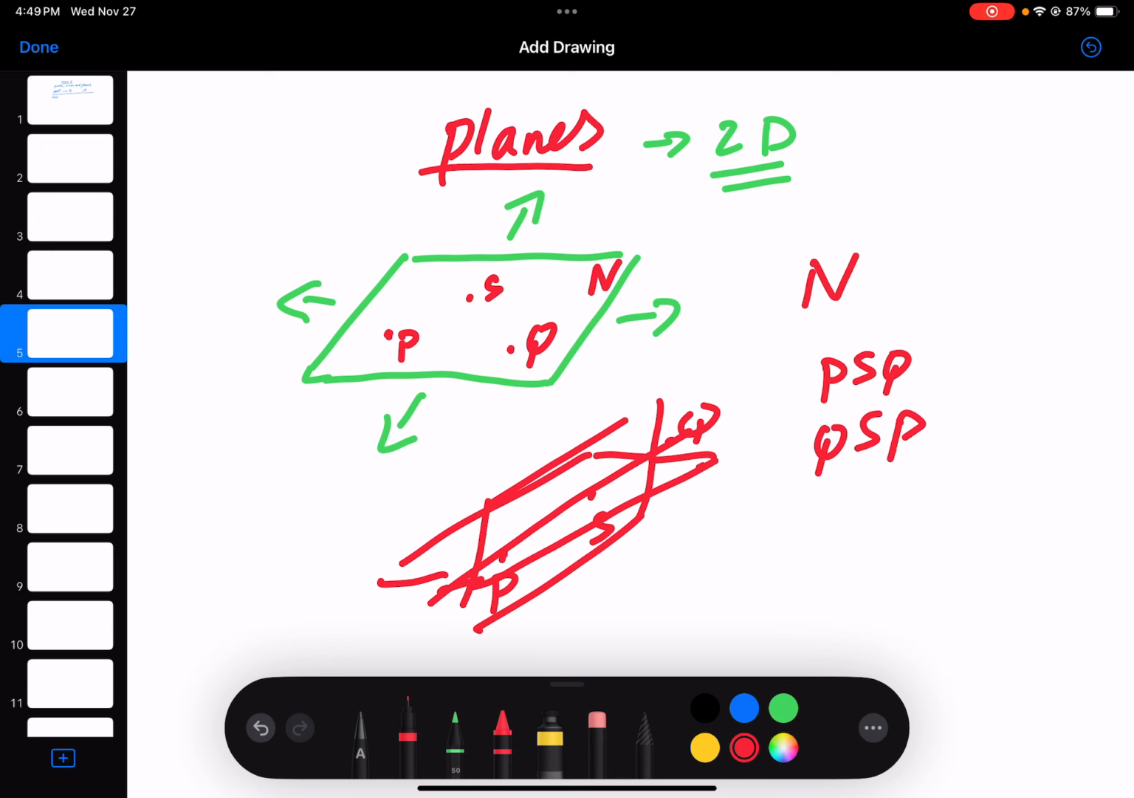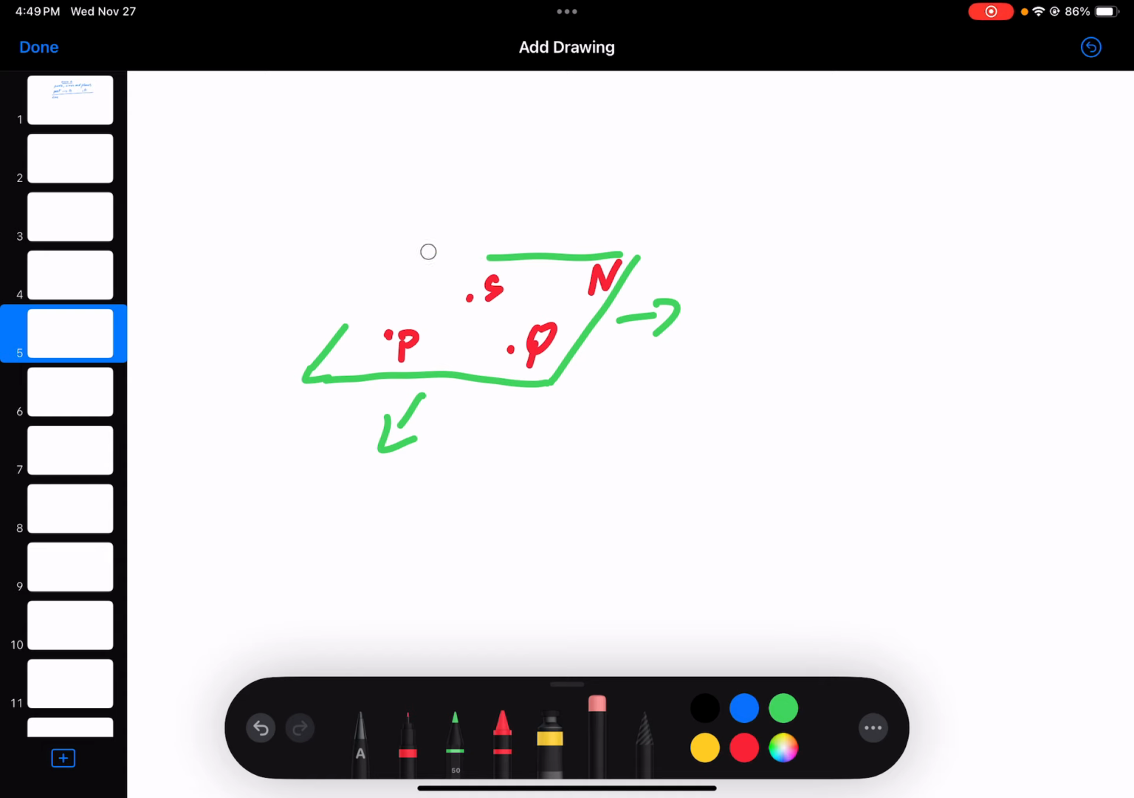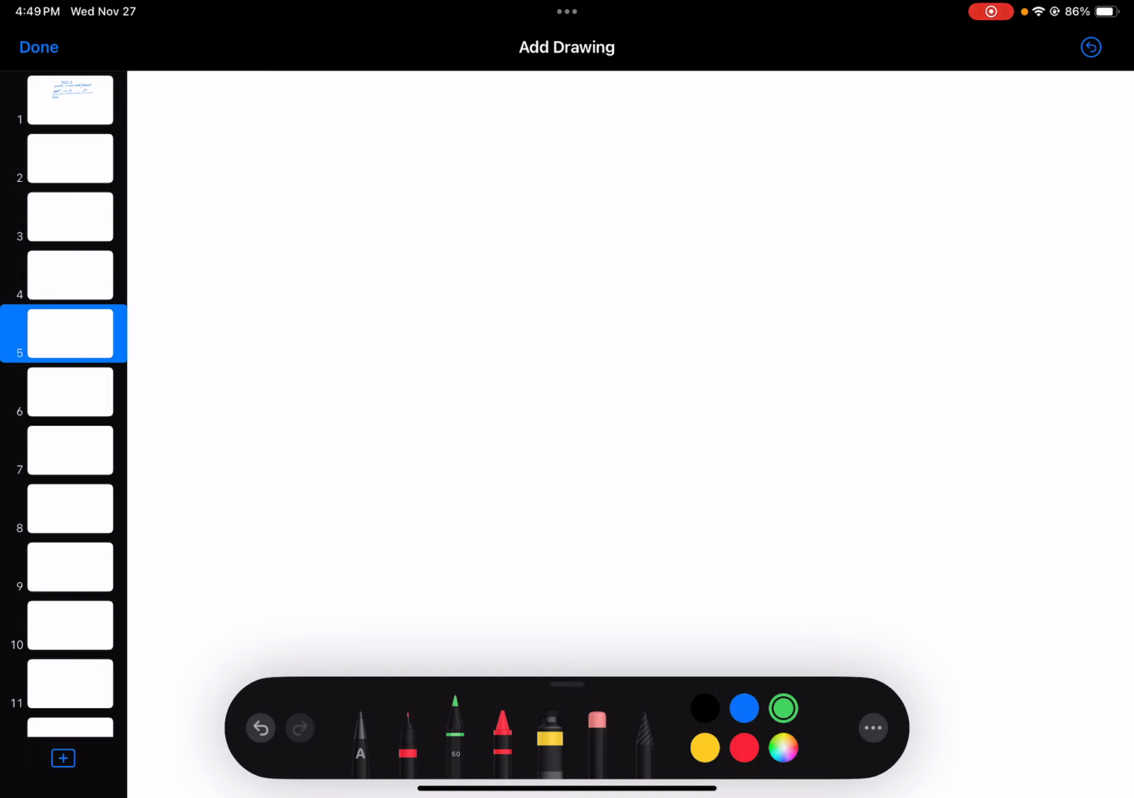So now, earlier we had the word collinear, and now we're going to have the word coplanar. Coplanar. Again, co means with, together, and planar means plane. So sharing a plane, basically.